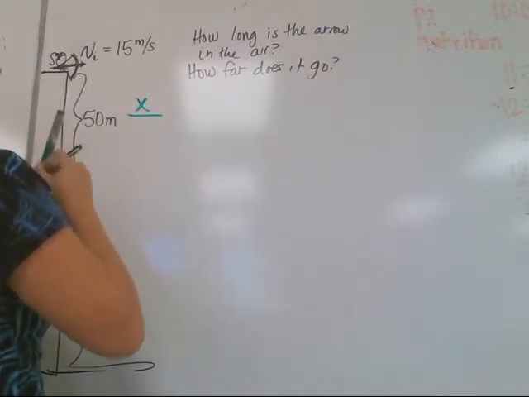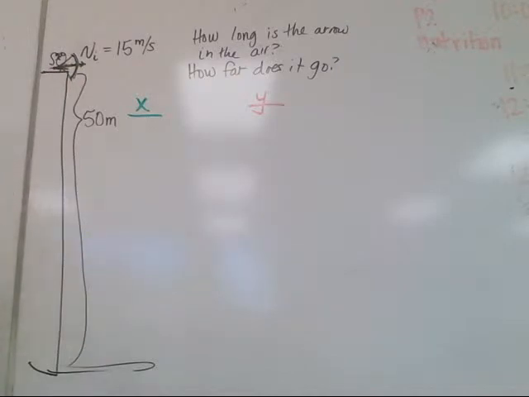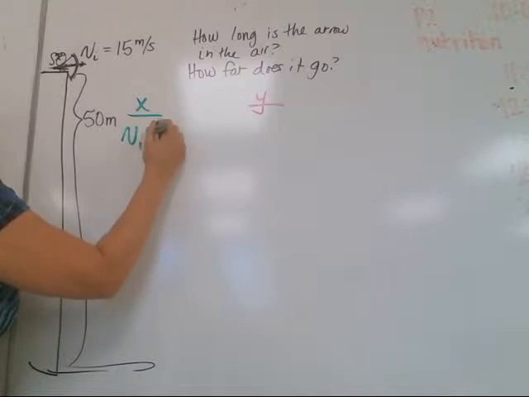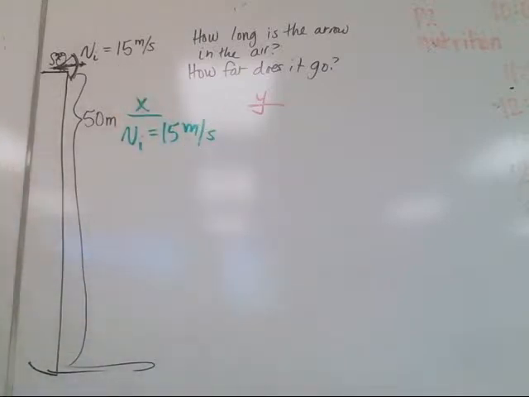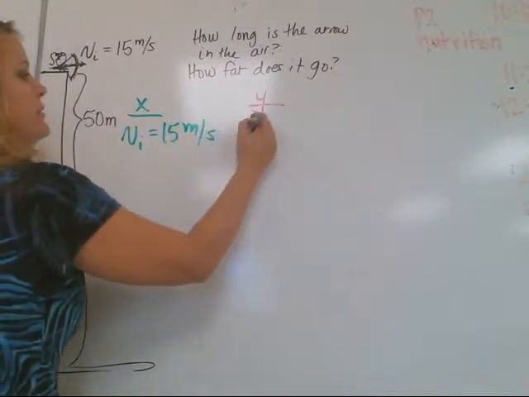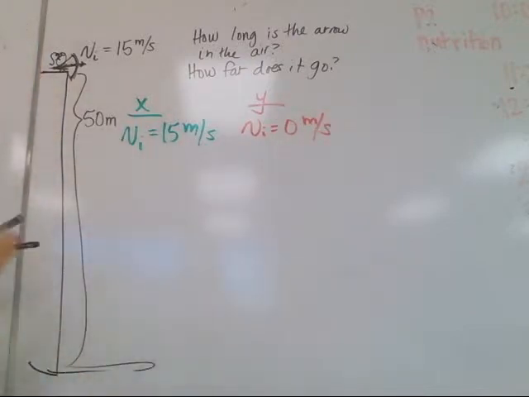Now, we see the initial velocity is 15 meters per second. What's the x component for this and what's the y component? Well, because it's being shot parallel to the ground, all of the initial velocity is in the x direction. So we're going to list the initial velocity for x as 15 meters per second. And since it has no component in the y direction of velocity, I'm going to list 0 meters per second for my initial velocity on the y side.